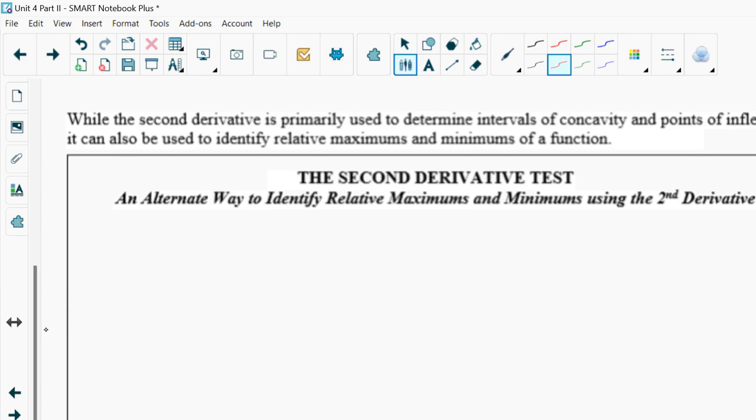So, the only time this is useful, in my opinion, is if the second derivative is really easy to find. Oftentimes, the second derivative is really gross. I don't want to do the quotient rule. I don't want to have a big mess. And so, if it's a polynomial, I guess that maybe I would do this.